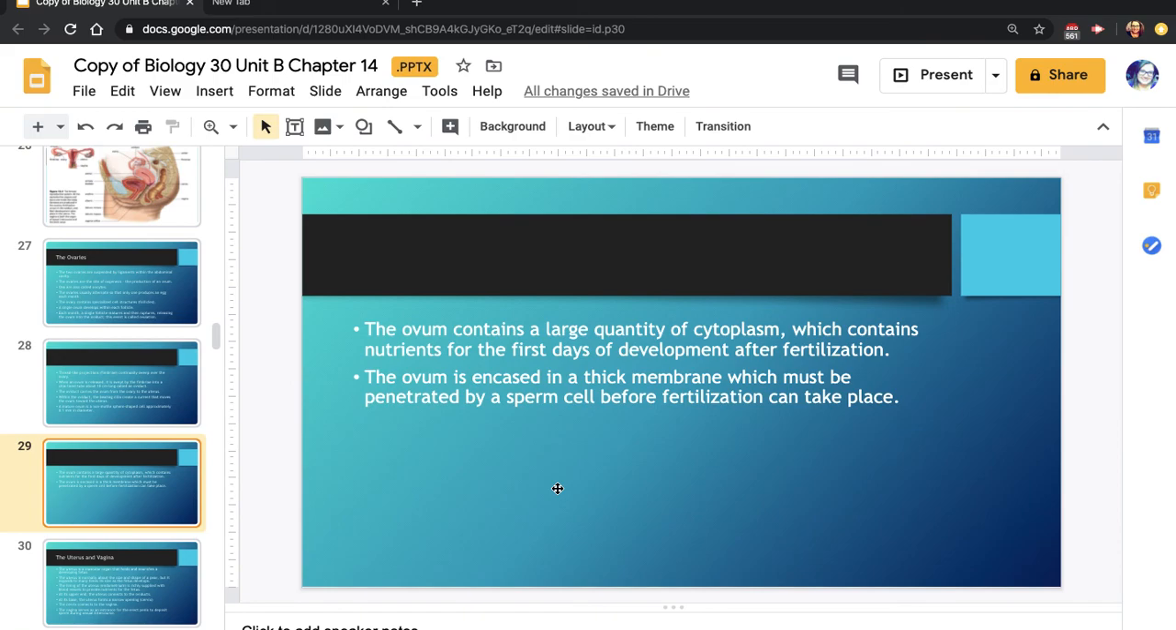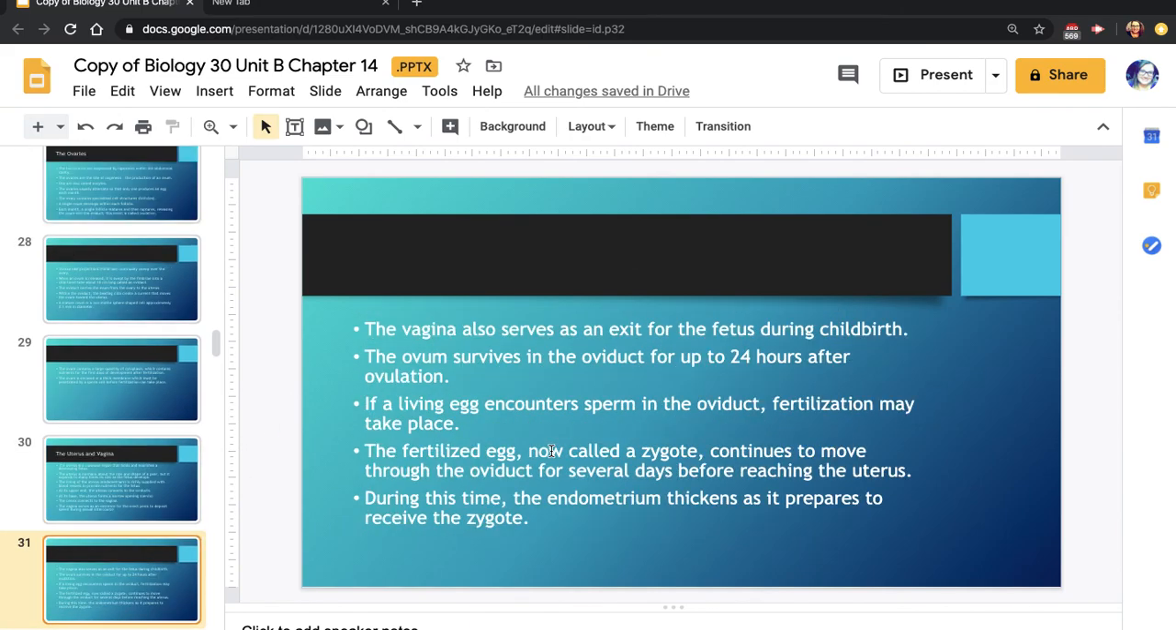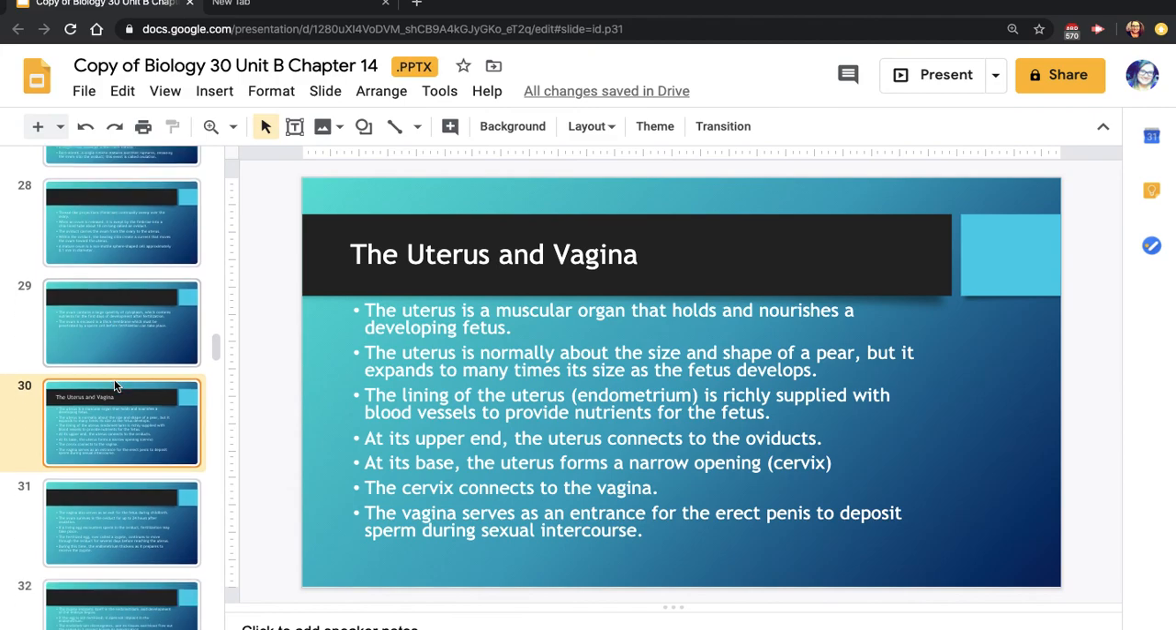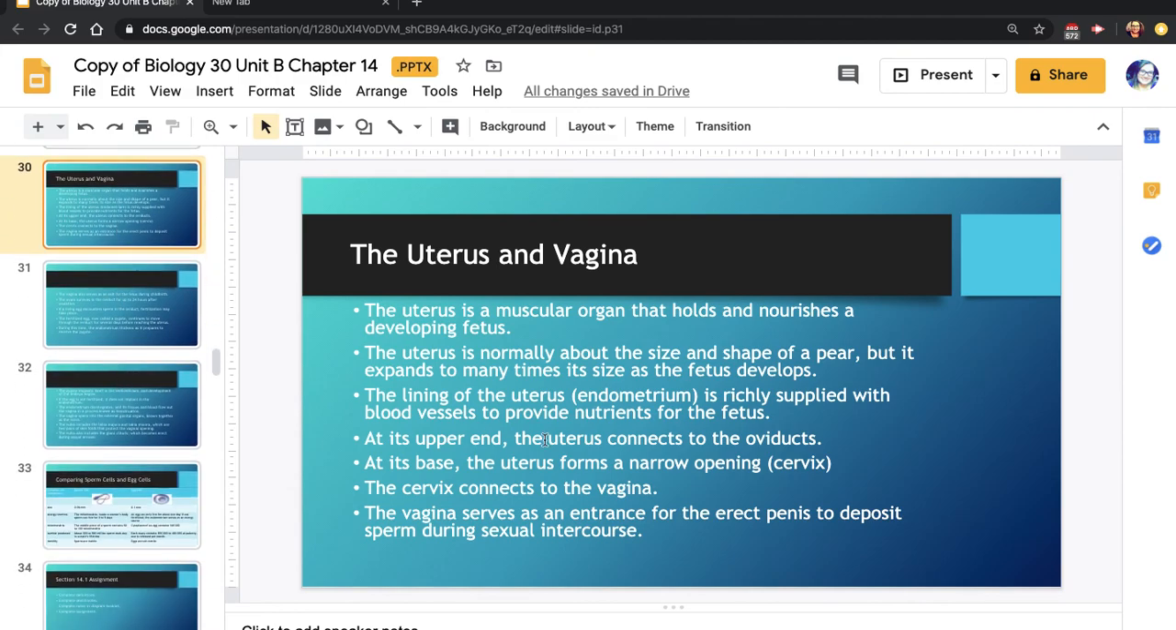The ovum contains a large quantity of cytoplasm, which contains nutrients for the first days of development after fertilization. The ovum is encased in a thick membrane, which must be penetrated by a sperm cell before fertilization can take place. The uterus is a muscular organ that holds and nourishes a developing fetus. The uterus is normally about the size and shape of a pear, but is expanded to many times its size as the fetus develops.